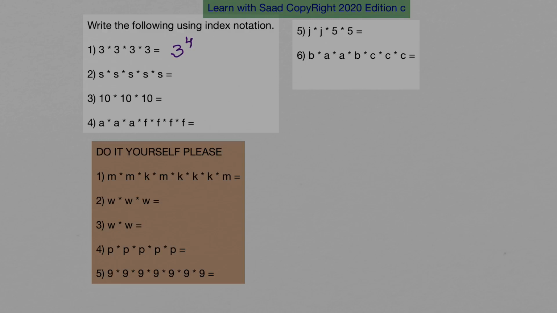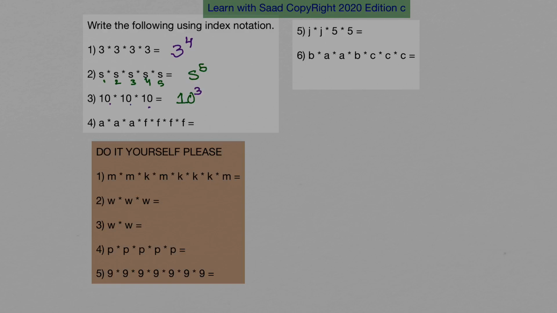So let's do the second one. First thing we would do is write S first, which is the base, and we'll see how many times we are multiplying S with itself. 1, 2, 3, 4, 5. S to the power 5. Next one is 10. Same. The rule is the same for numbers and letters as well. So we're going to write down 10 first, and then we see how many times we're multiplying tens. 1, 2, 3. It's going to be 10 to the power 3.